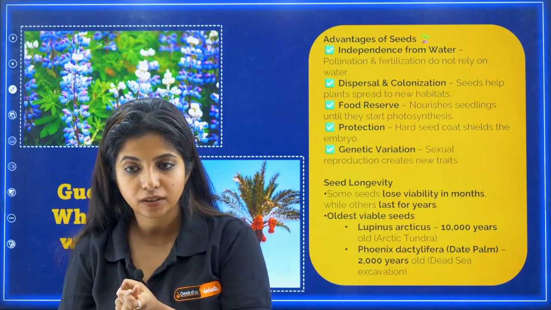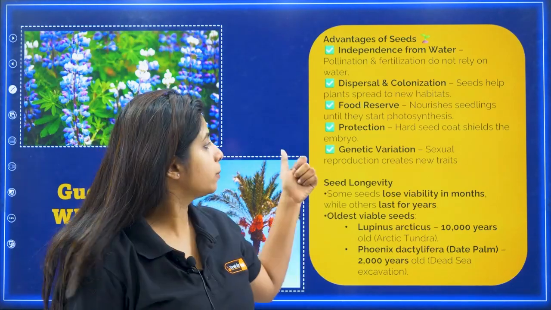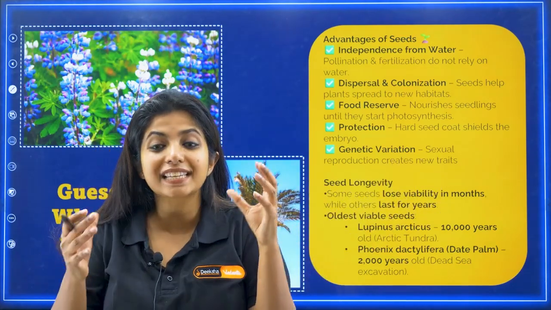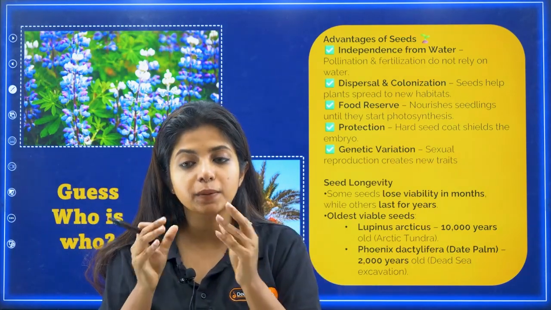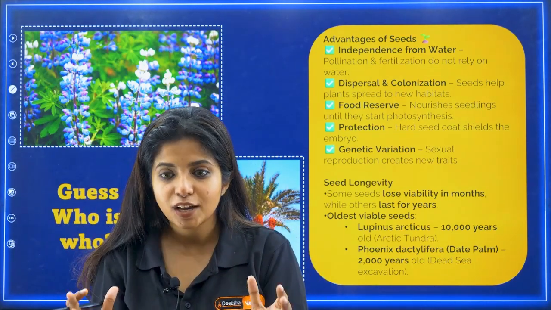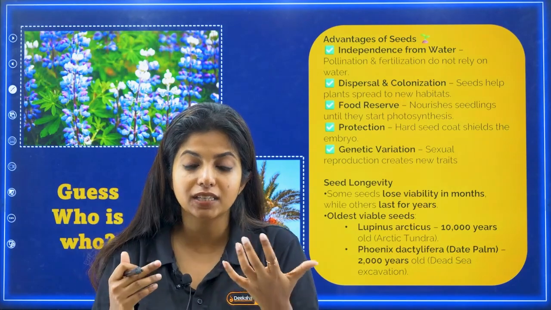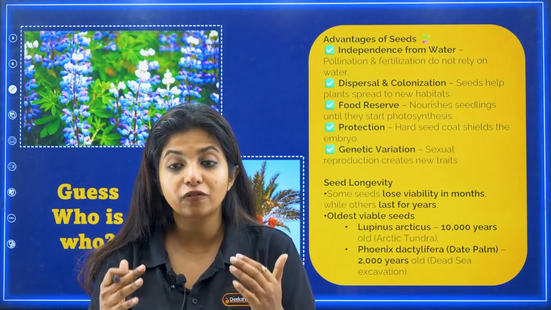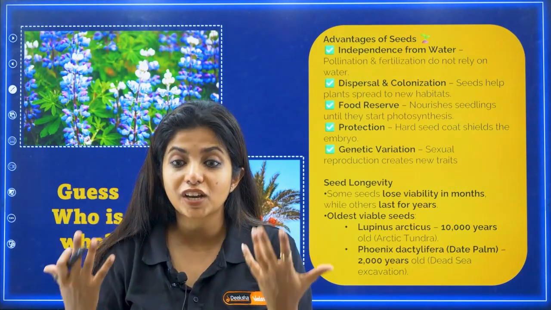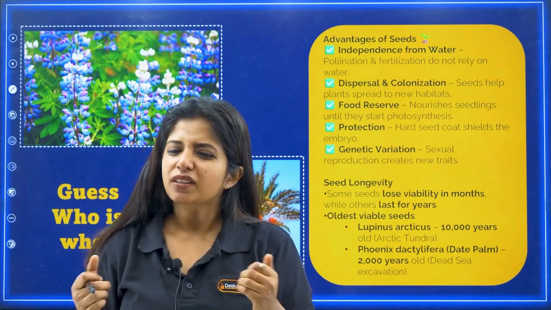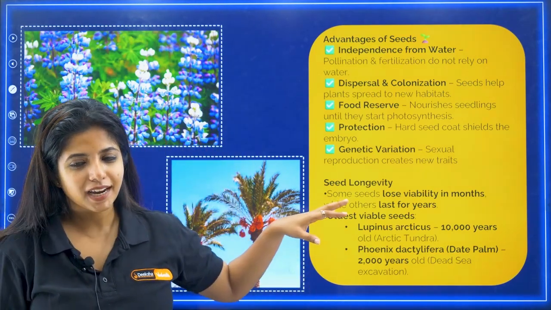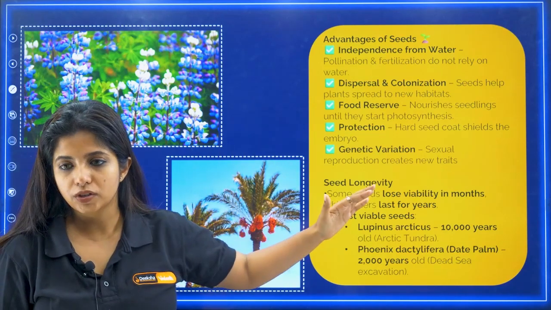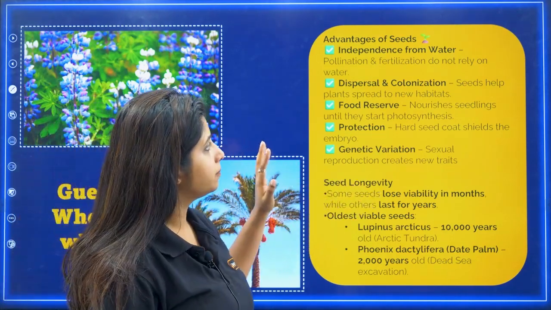So it's for protection. Now genetic variation. Sexual reproduction creates new traits. Basically, seed is a result of what? Sexual reproduction. Seed is when male and female gamete come together. That's when you get a seed. So don't you think it is the one responsible for giving more genetic variation? Yes. These points might not make complete sense, but they are there in your NCERT. I just want you to go through it once. Okay, so those are the things.